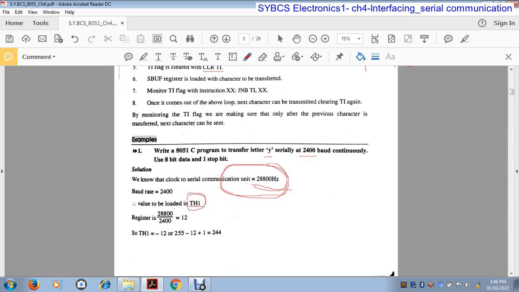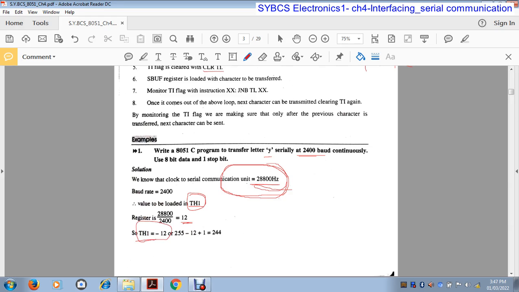Now we have to calculate the value to be loaded in the TH1 register. We divide the serial communication frequency by the given baud rate: 28,800 divided by 2,400. So we get 12. We load the value 12 in the TH1 register.